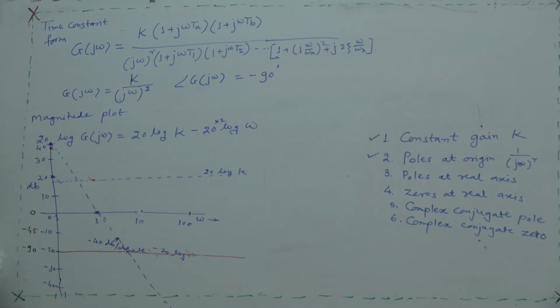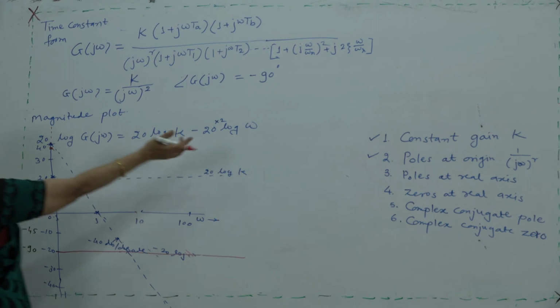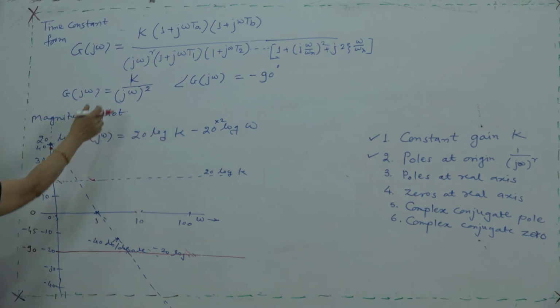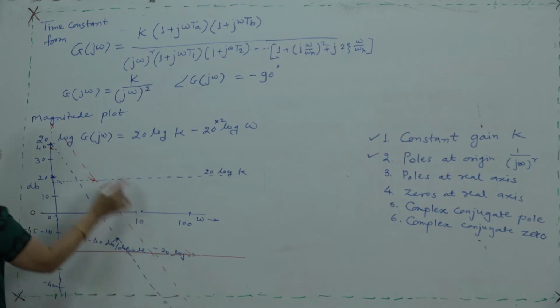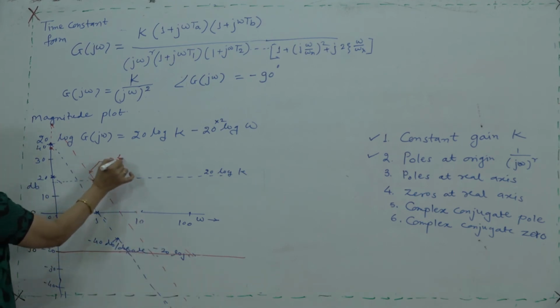Now, combine these together. So, what we will get now? This is because of 20 log of k, this is because of minus 20 into 2, that is 40 log of omega or j omega raised to 2. So, add these together. So, one point you may get somewhere here, and at 1 it is again 20 log of k. So, draw a parallel line, okay, and the slope of the line is now minus 40 dB per decade.